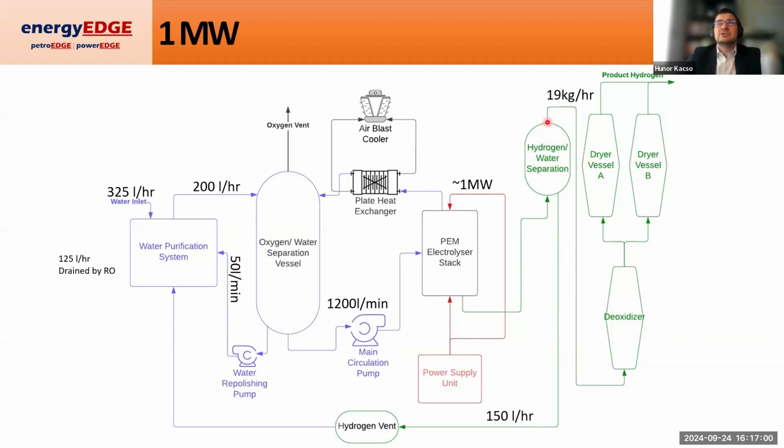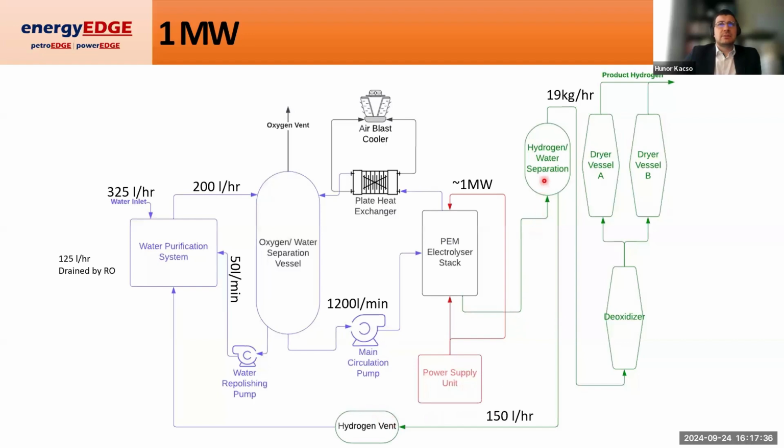And then from there, the hydrogen flowing out of the hydrogen water separation vessel will flow into the oxidizer. But remember, this hydrogen is still going to be saturated with moisture, so we're going to have a drier system. This is typically going to be a temperature swing desiccant drier, and from there the hydrogen is going to be highly purified hydrogen, which will then go to our client.